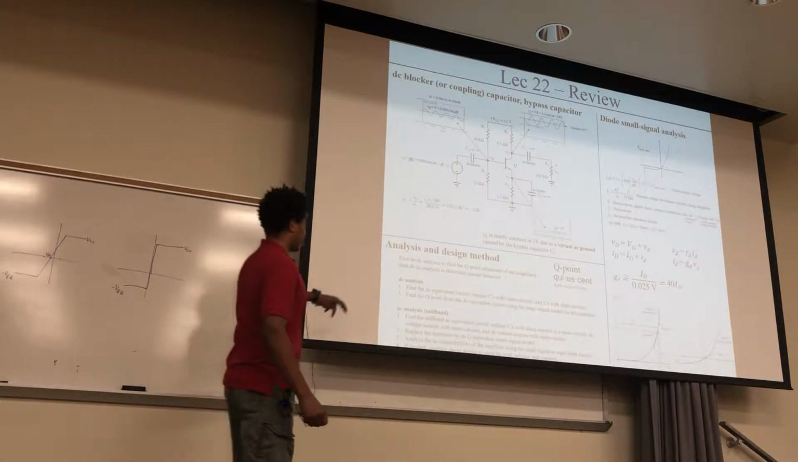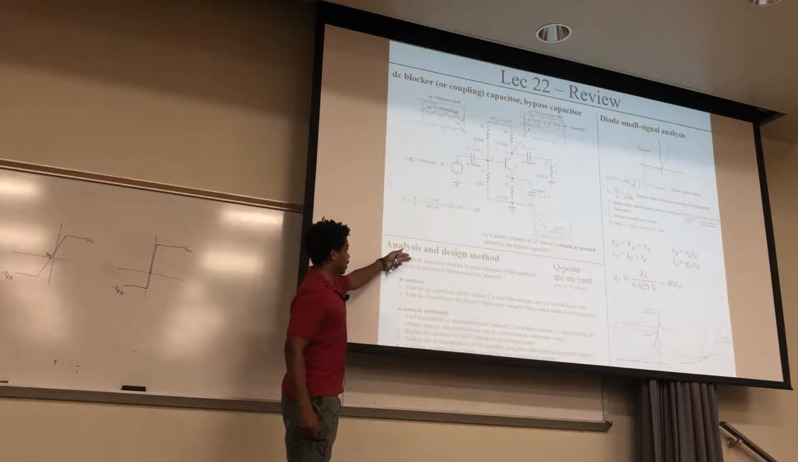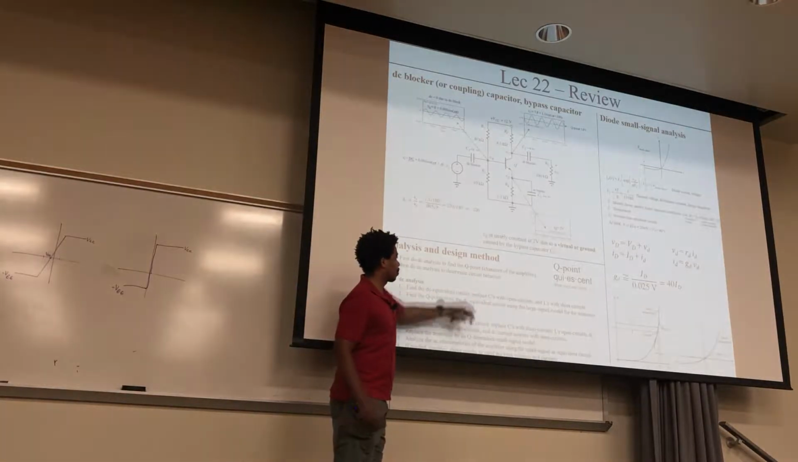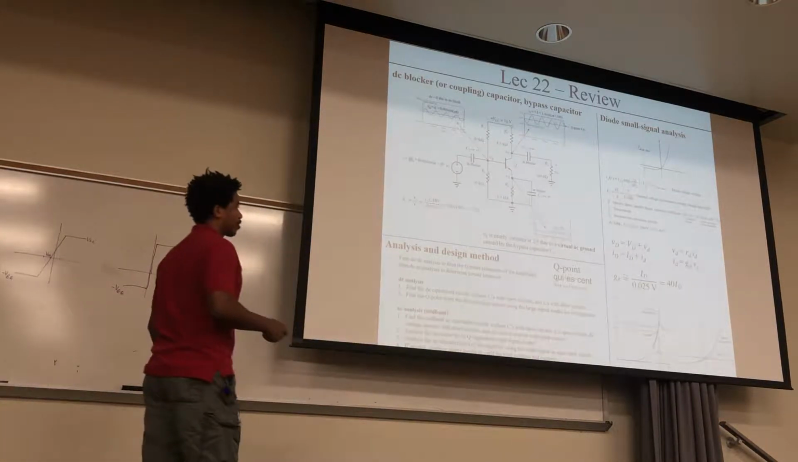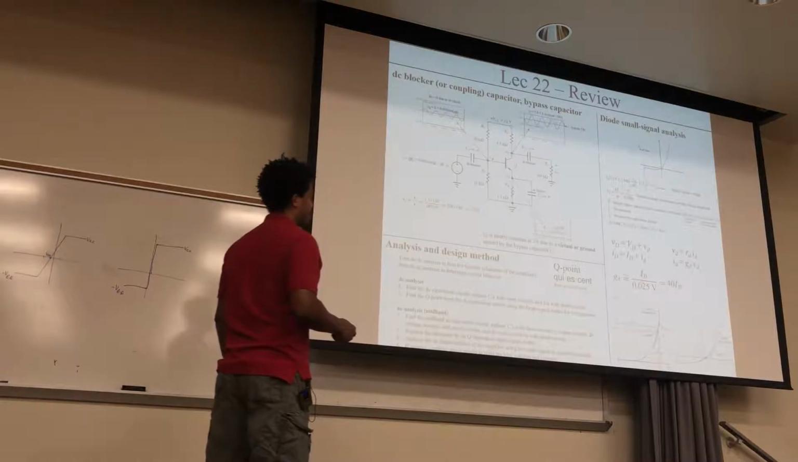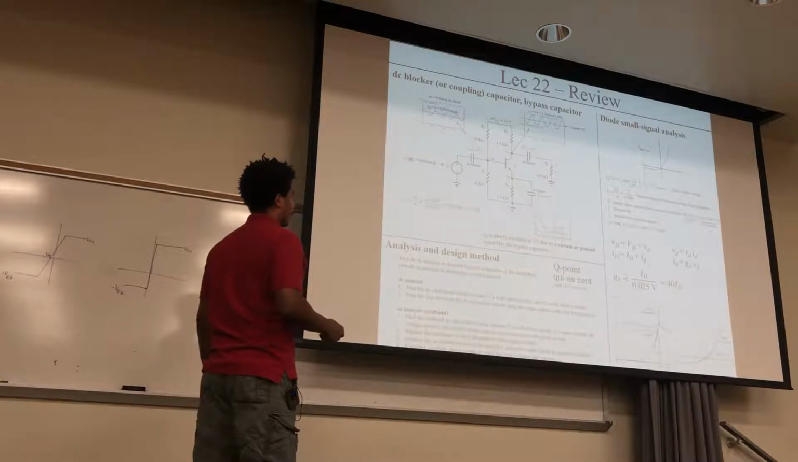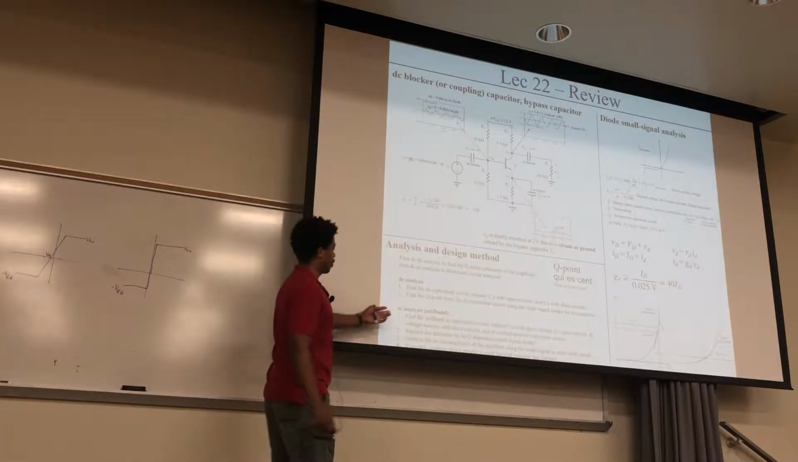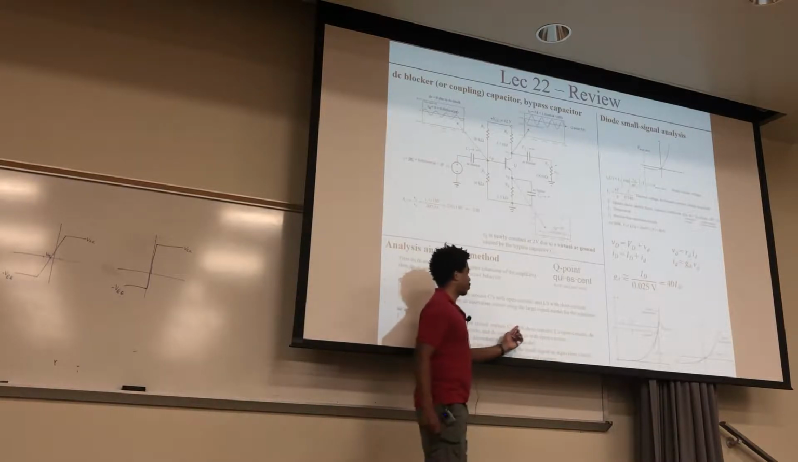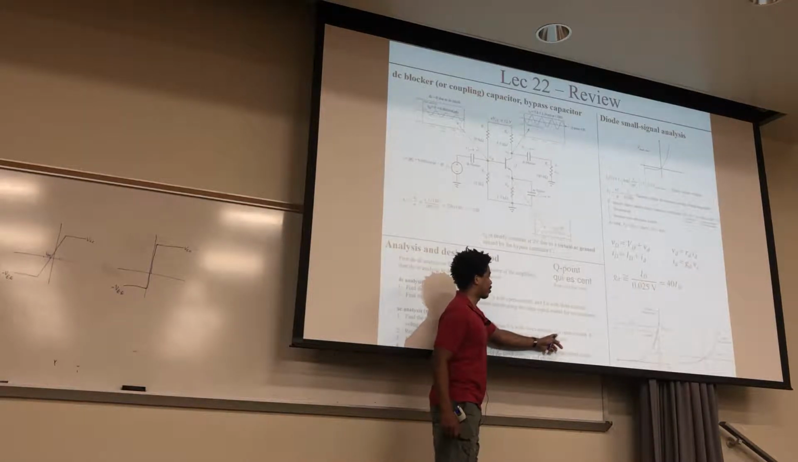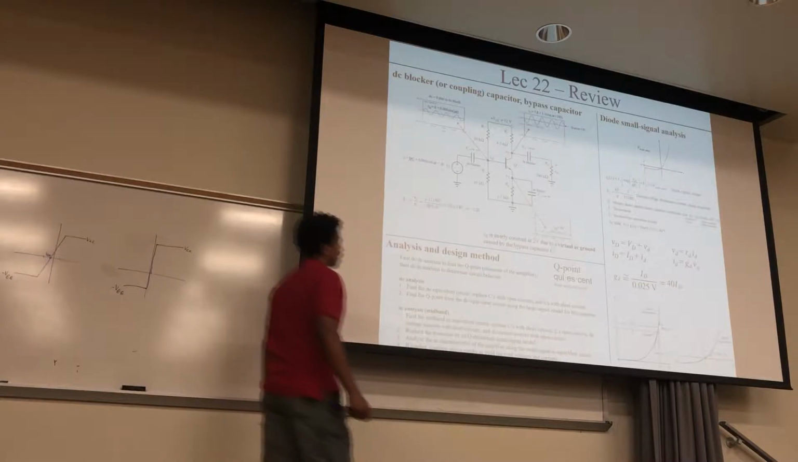So anyway, what you want to do is break it up into DC analysis and AC analysis. For DC, you find the equivalent circuit, replace the capacitors with open circuits, and replace the inductors with short circuits. And of course with the AC you do the opposite. You replace the capacitors with short circuits and the inductors with open circuits, if you have those.